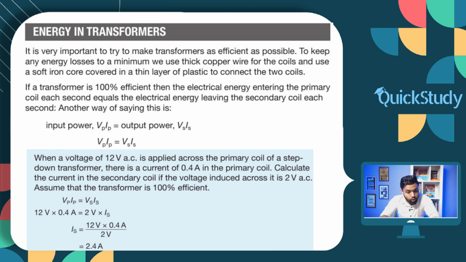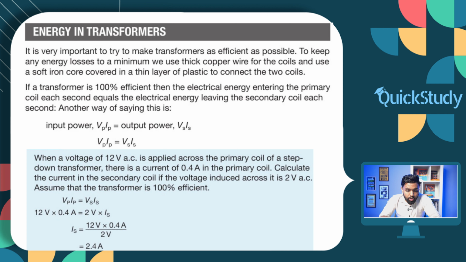So the formula would be input power is equal to the output power, which basically means that Vp multiplied by Ip is equal to Vs multiplied by Is. Similarly, the V is for the voltage, and here the I is for the currents. Ip is the primary current and Is is the secondary current. Let's look at an example we can do with this formula.